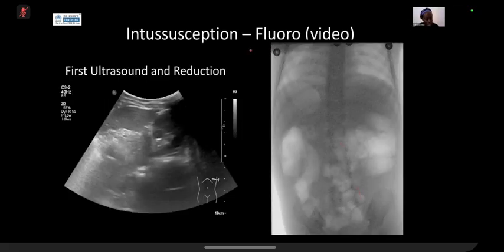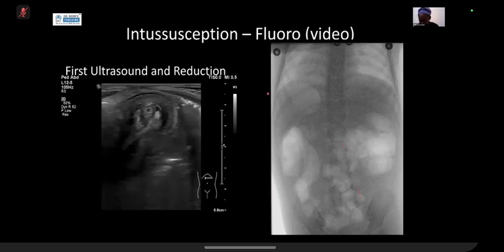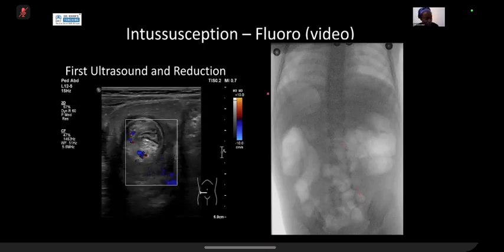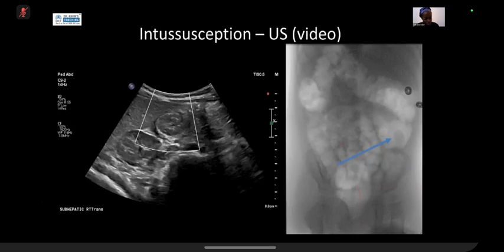So I don't think any of these videos are going to work, so I'll show you this case at the end. I'm just going to skip through these slides because these videos won't work. But it's a case where we had a recurrent intussusception, which I'll show you at the end. Oh wait, that video worked. How weird. Okay, anyways.